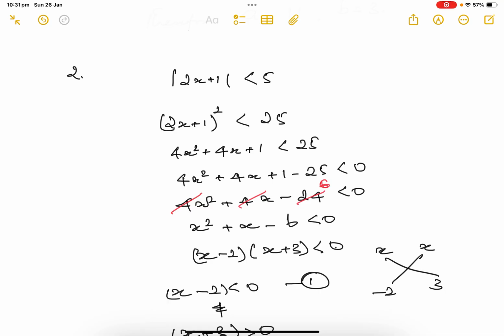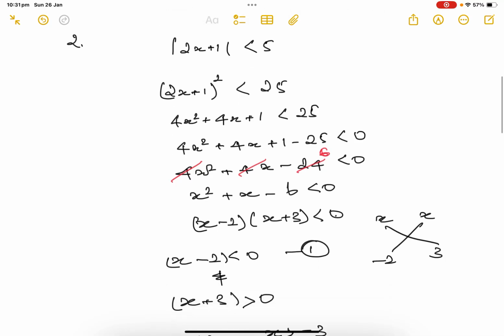So squaring, we get (2x plus 1) squared less than 5 squared, which is 25. If you expand that square, it is 4x squared plus 4x plus 1 less than 25. Bring that 25 to the left hand side: 4x squared plus 4x plus 1 minus 25, which is minus 24, less than 0.